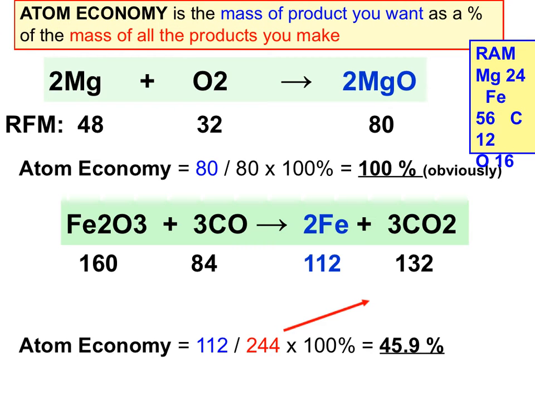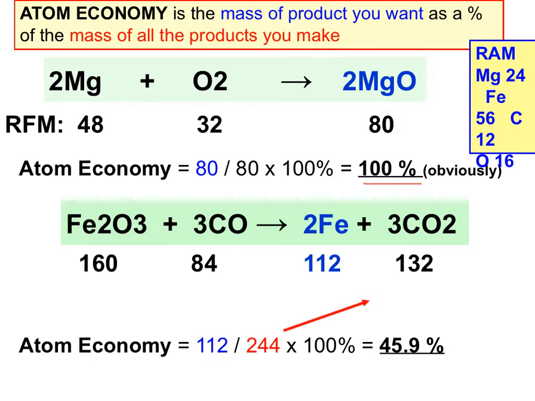At the next slide then, I've got another reaction. This time we have got magnesium reacting with oxygen to give us magnesium oxide. Now, if you notice here that we only have one product, so therefore, because only one product is formed and it's the product that we want, the atom economy is obviously 100%.